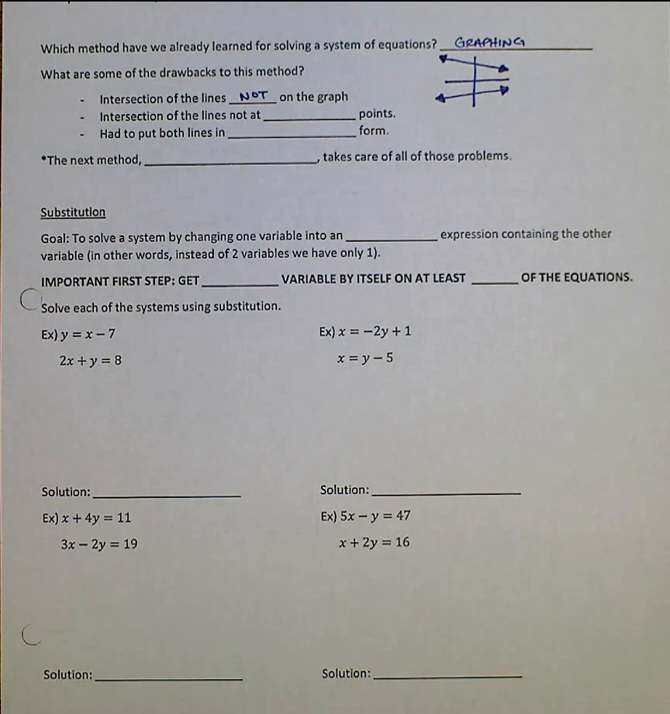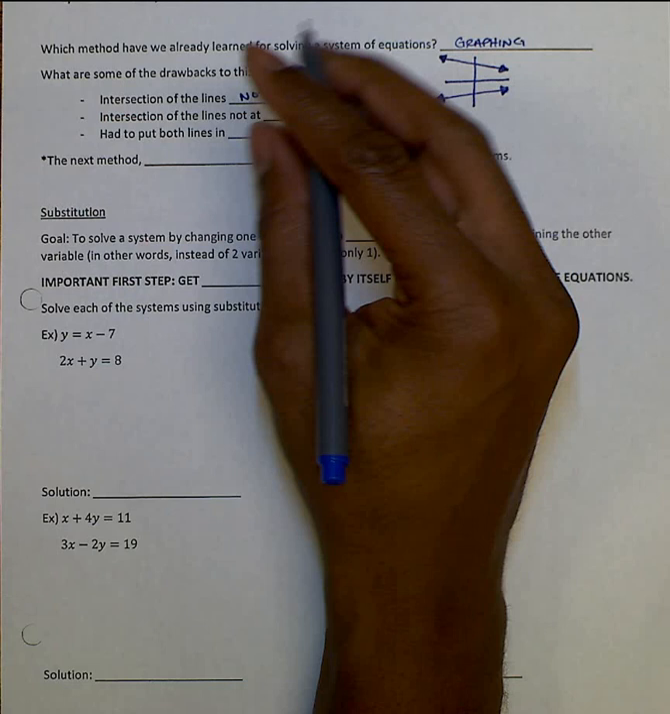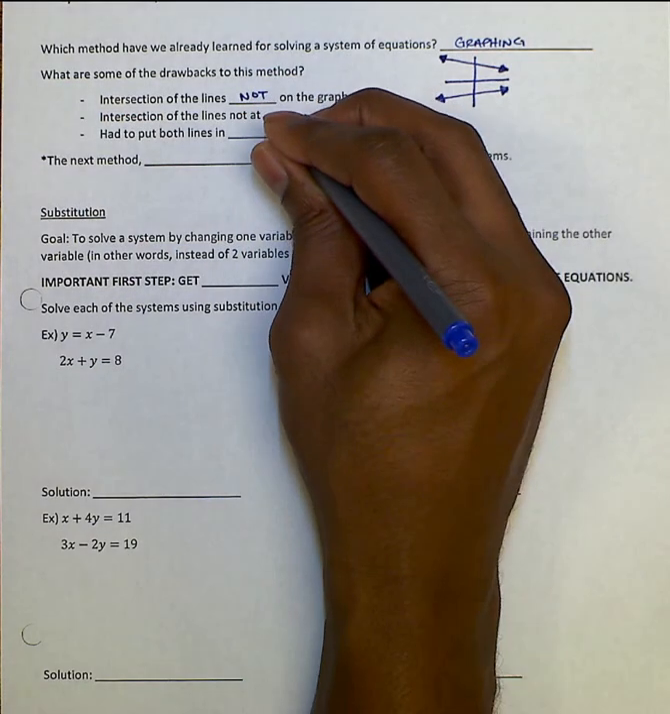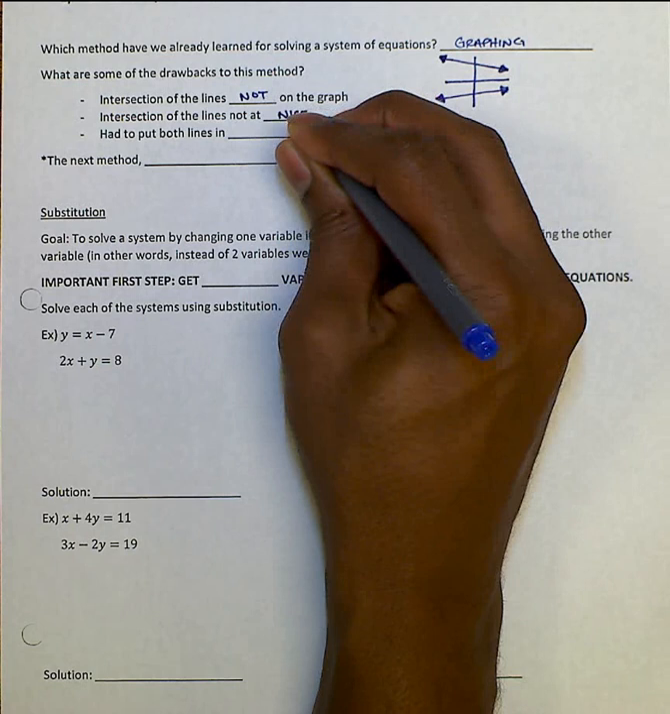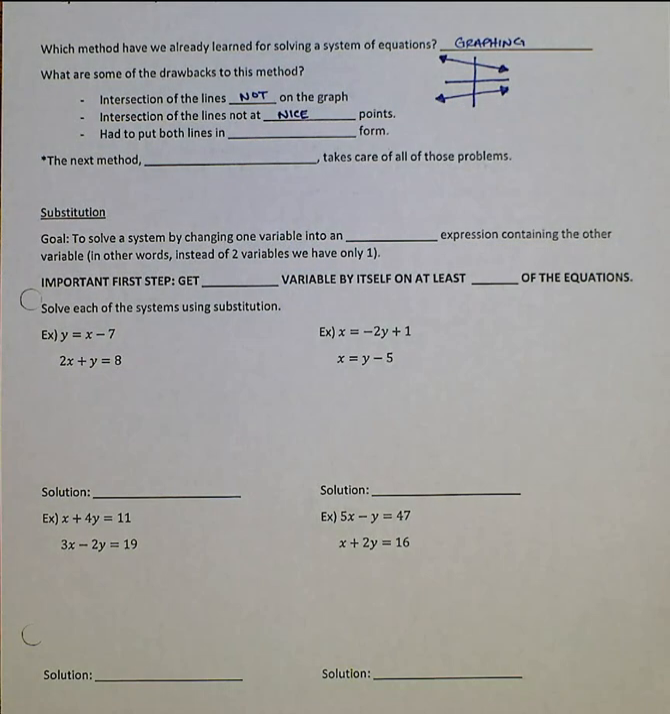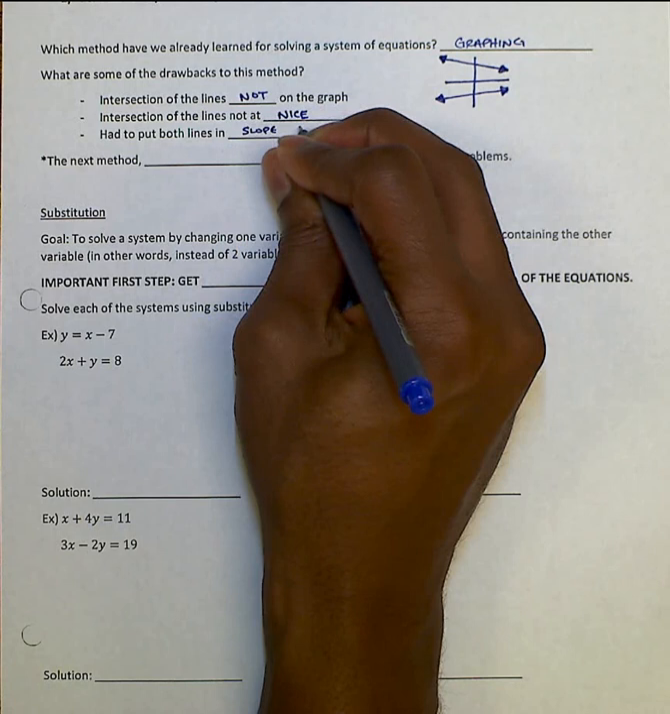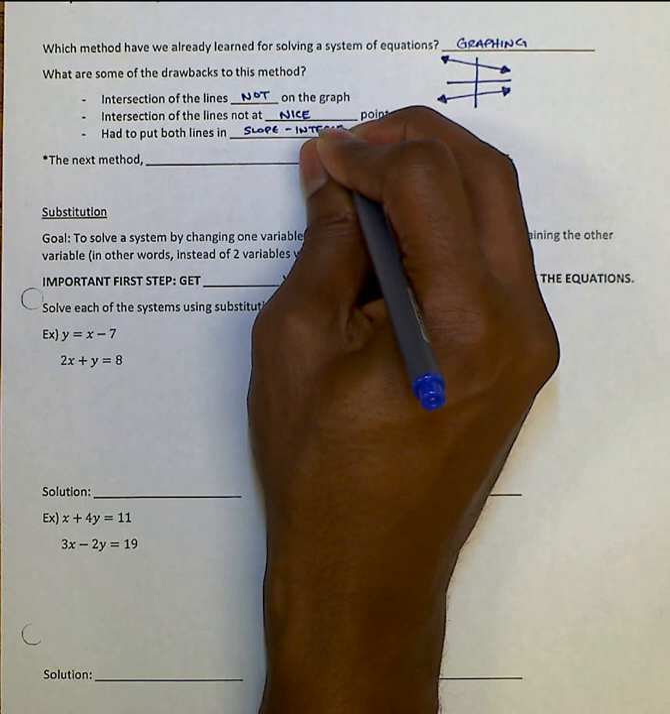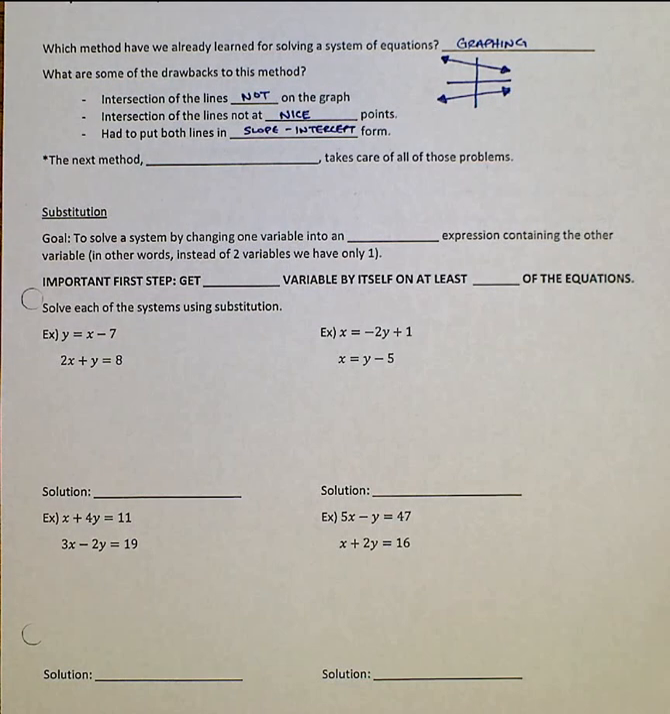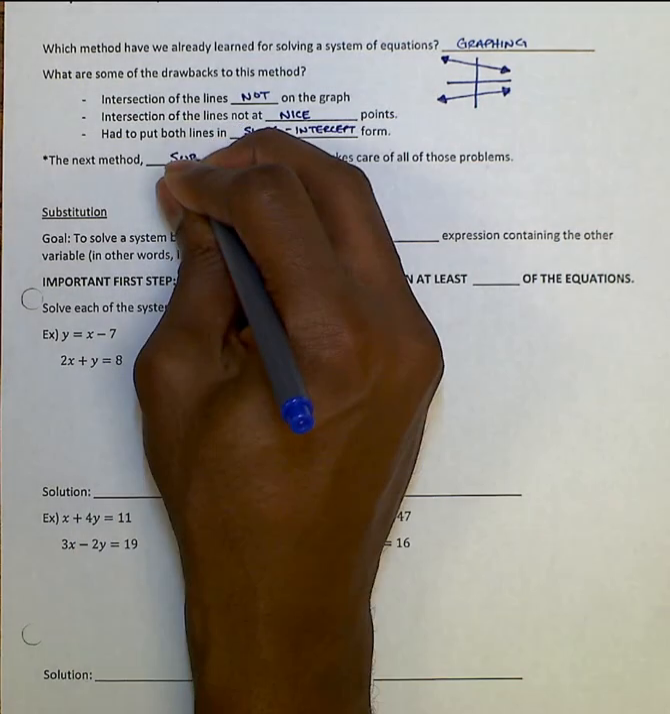And sometimes the intersection of the lines is not at a nice point. So even if we did see it, it's just not at a place that we can know exactly where it's at, if it's a fractional or decimal answer. Another thing is that we always had to put both lines in slope-intercept form, so it was a lot of work to get to it. And again, if our y-intercept is not a nice number, it's going to be hard for us to accurately graph it. So this next method, substitution, takes care of these issues.